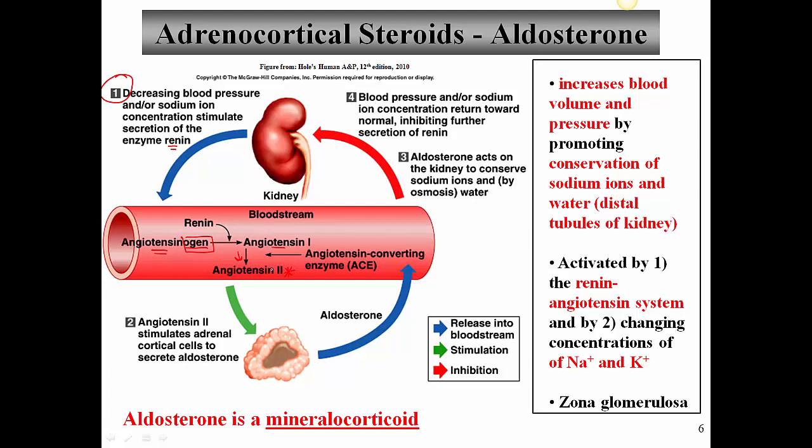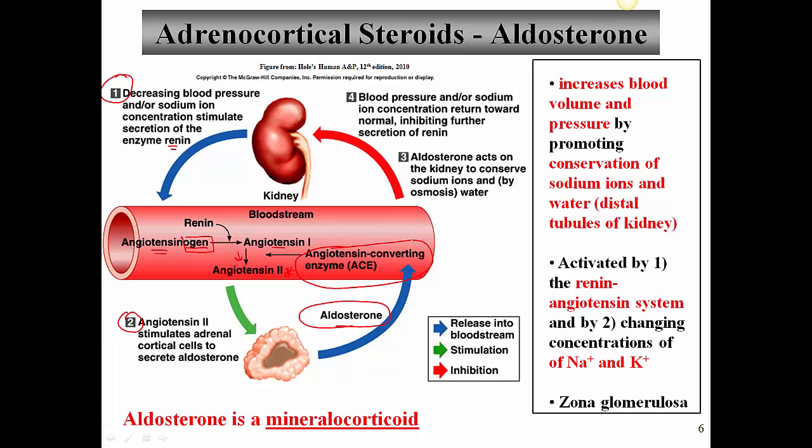And the way angiotensin 1 gets converted into angiotensin 2 is by an enzyme called angiotensin converting enzyme, which is generally found especially in the lung capillaries. And the angiotensin converting enzyme, or ACE, will convert angiotensin 1 to angiotensin 2. Now what happens is angiotensin 2 stimulates the adrenal cortical cells to release the hormone aldosterone.